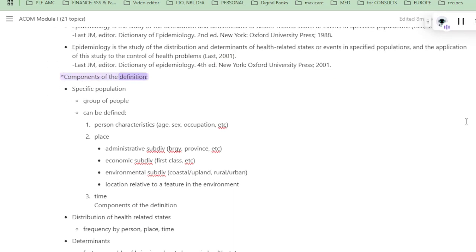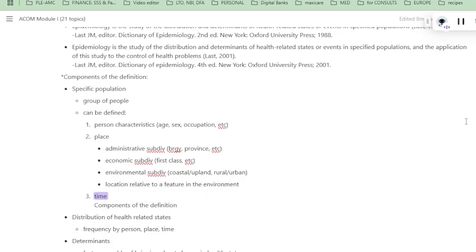Components of the definition. Specific population: a group of people that can be defined by person characteristics such as age, sex, occupation, etc. Place: administrative subdivision such as barangay, province, etc.; economic subdivision, such as first class; environmental subdivision, such as coastal or upland, rural or urban, or location relative to a feature in the environment.